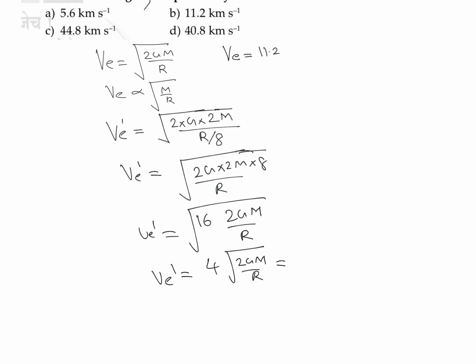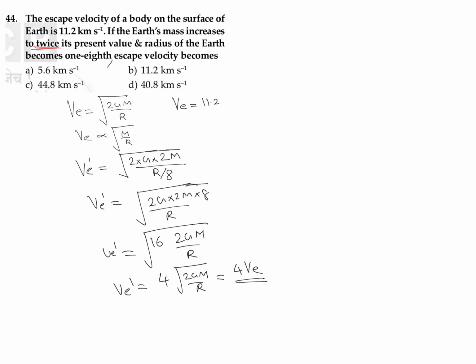And root of 2GM by R is nothing but the initial value of escape velocity. So we can write that the current escape velocity is 4 times that of the initial value, and the initial value was 11.2 km per second. So the current value is going to be 44.8 km per second.